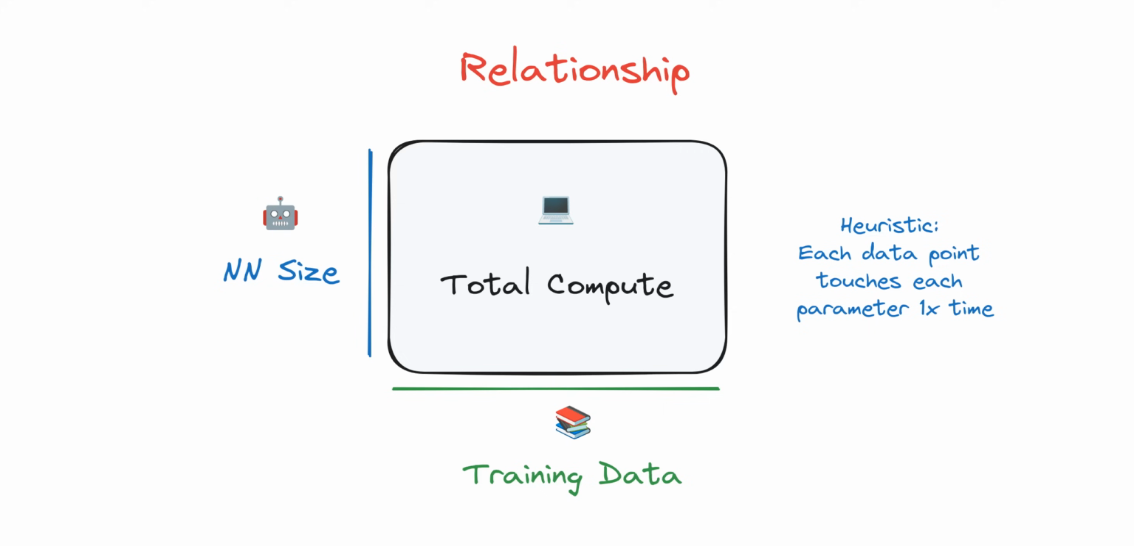What's interesting about these two variables is that they form a multiplicative relationship. If we take the neural network size and we take the training data, the amount of total compute we need to dedicate to pre-training scales as the product of their two sizes. You can think of this heuristically by thinking that each token that goes through the neural network needs to touch every one of the neural network parameters. This is what forms the multiplicative relationship and forms the total compute of the system.